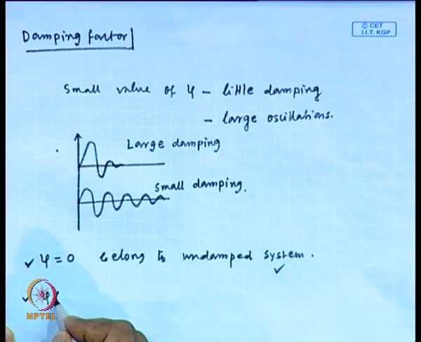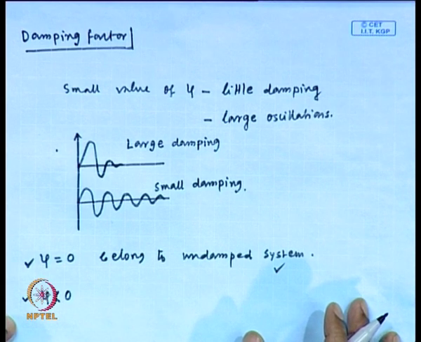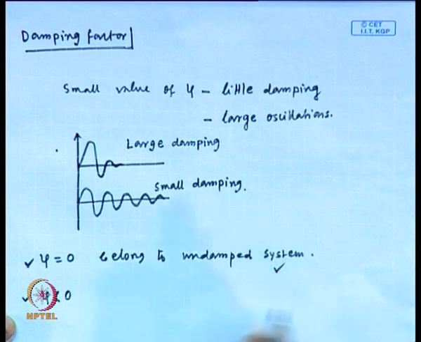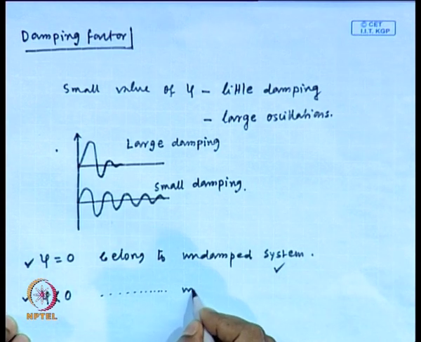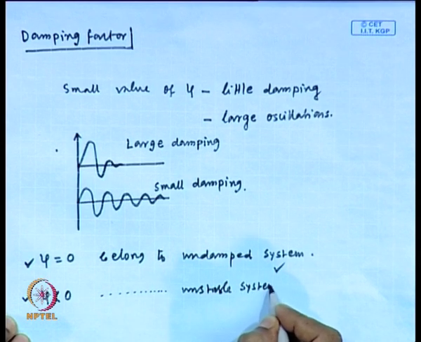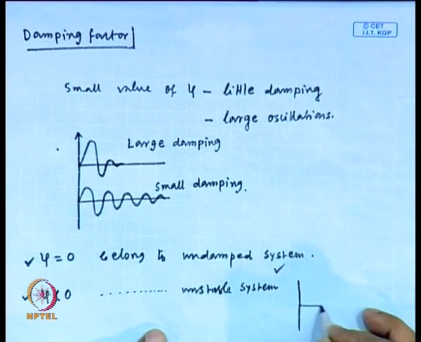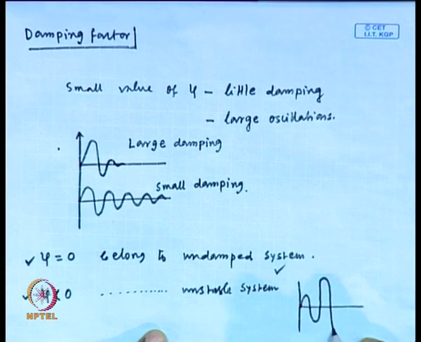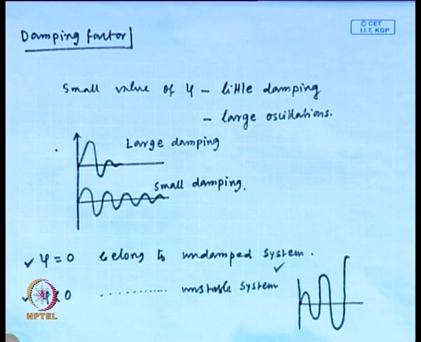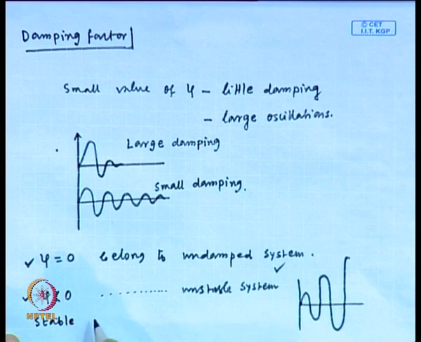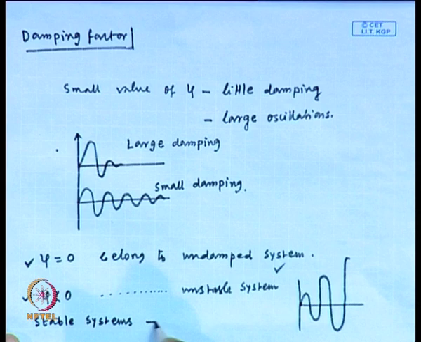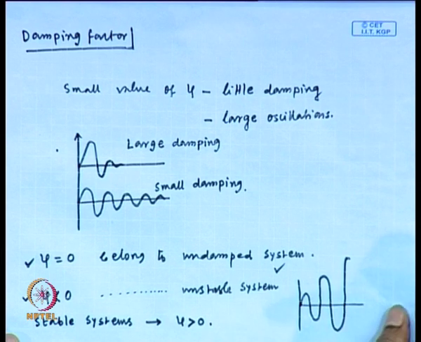In another case, we consider zeta less than 0. What does it indicate? Oscillations with increasing amplitude. So, it belongs to an unstable system. For this case, the output is somewhat like this. Fine. So, for all stable systems, zeta should be greater than 0.